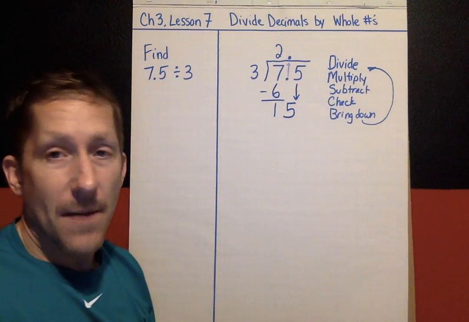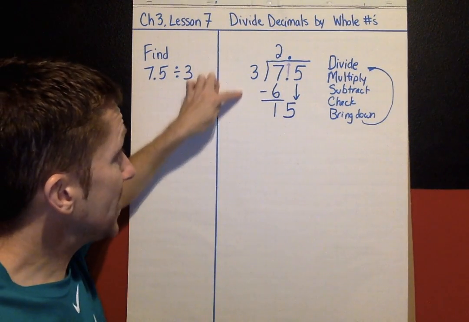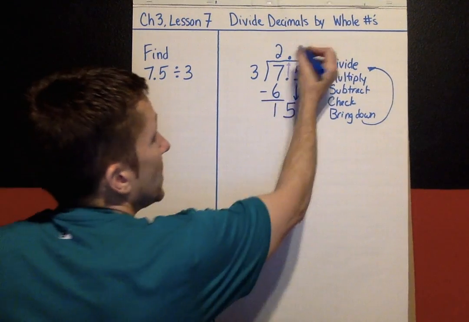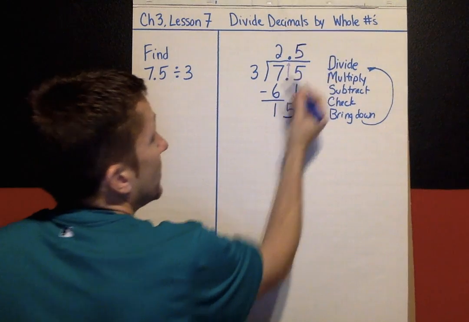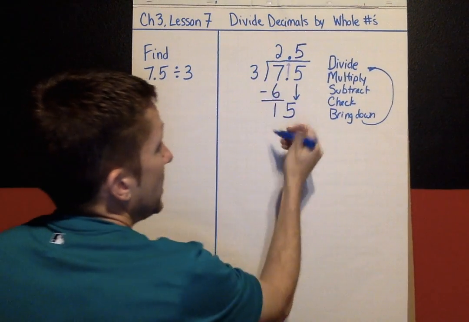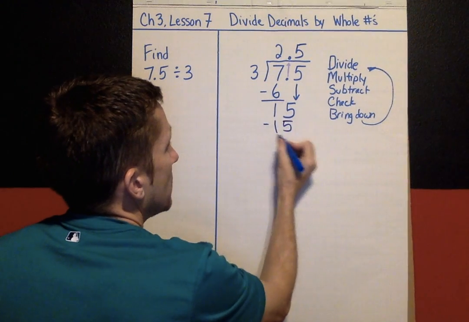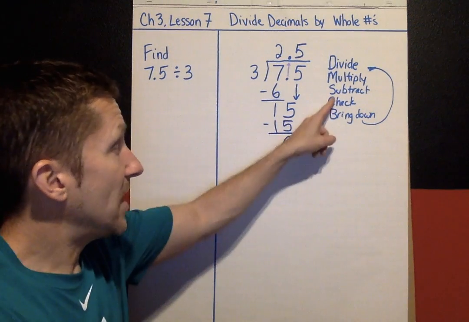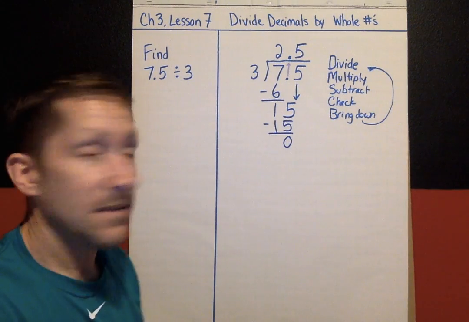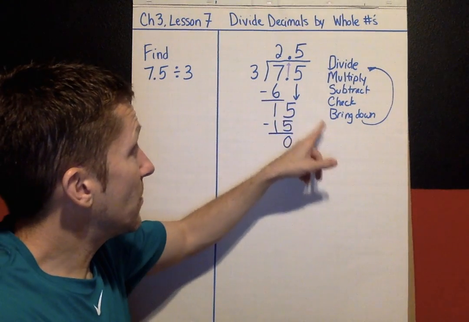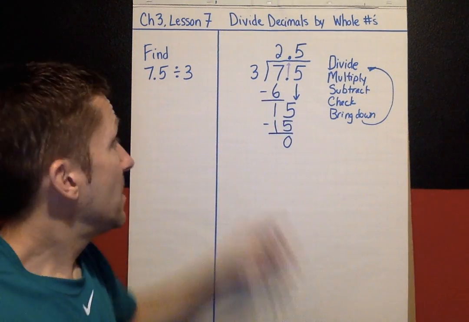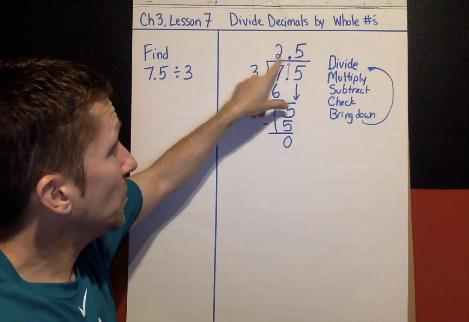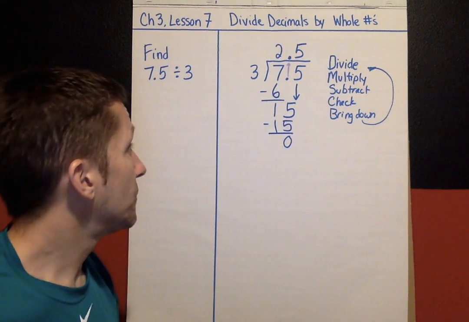Now I'm going to go back to the top, and I'm going to divide. How many 3's fit into, now my number is 15. How many 3's fit into 15? The answer is 5. Multiply, 5 times 3 is 15. Subtract, 15 take away 15 is 0. Check. Is 0 smaller than 3? It is. I don't have any more numbers to bring down. There's my answer. How many times does 3 fit into 7.5? 2.5 times is the answer.